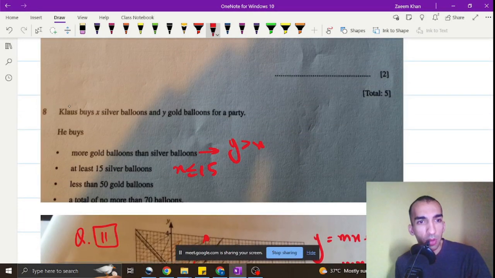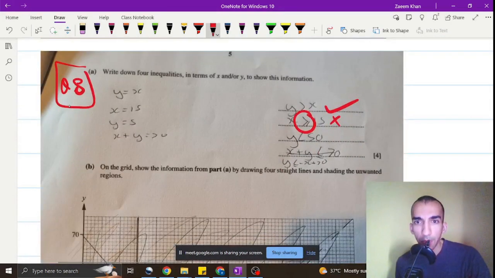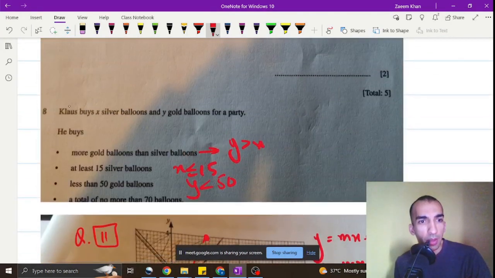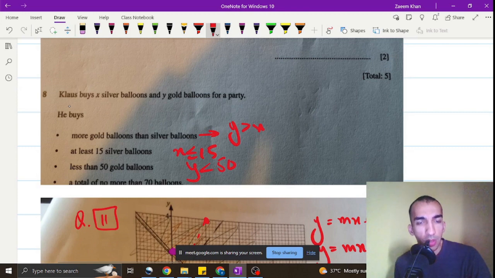Less than 50 golden balloons. Less than, but does he say equals to? No. Less than 50 golden balloons. Why is it less than 50? Shabash. A total of no more than 70 balloons.